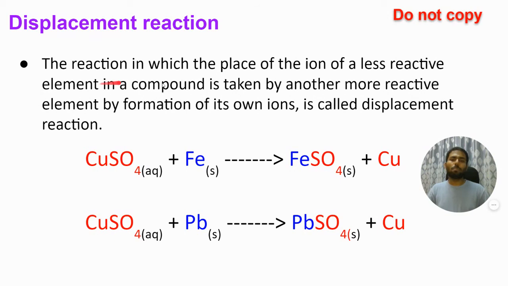Okay, so this is a very complicated way to explain displacement reaction, but I'll explain it to you all anyway. The reaction in which the place of the ion of a less reactive element in a compound is taken by another more reactive element by formation of its own ion is called displacement reaction.